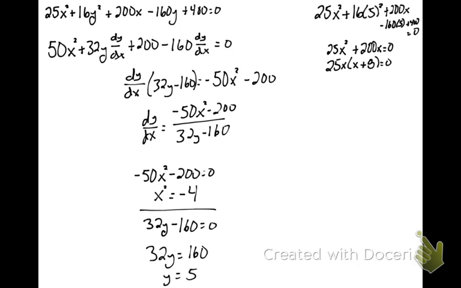I can solve this by factoring out a 25x and having left x plus 8. So we'll have a vertical tangent when x equals 0 and when x equals negative 8. And this means the points are (0, 5) and (negative 8, 5). A lot of implicit differentiation and a lot of algebra.